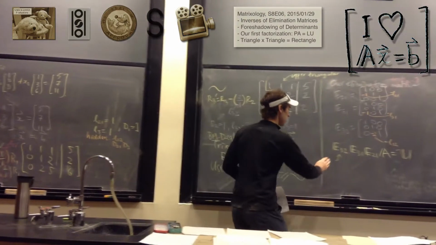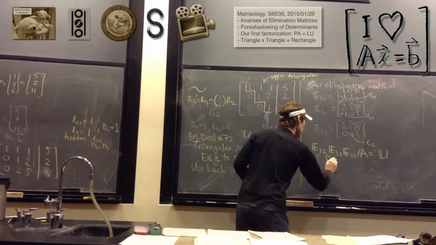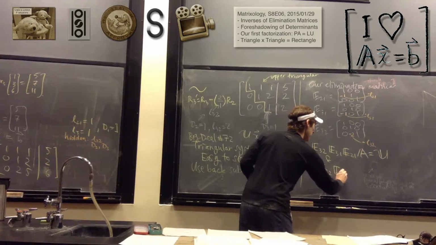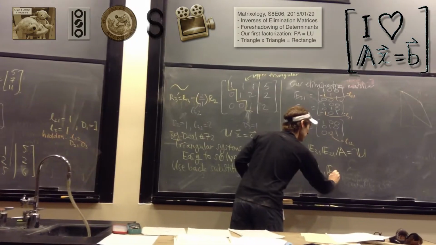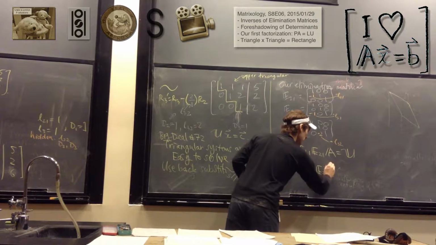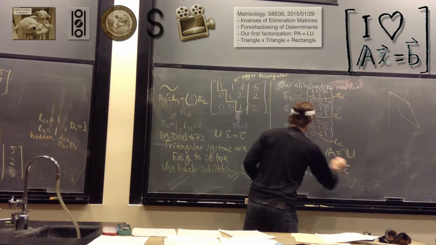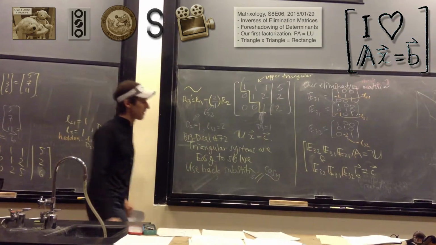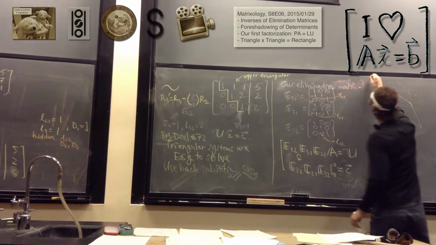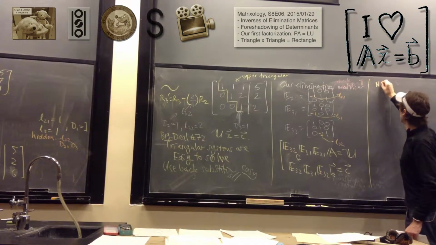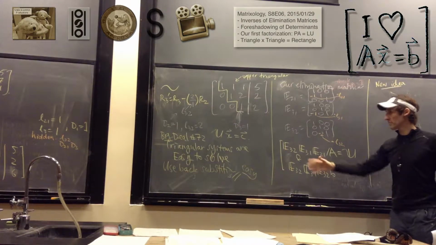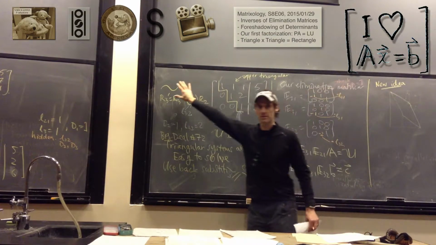So the new idea: we did this before, and we actually applied this to the other side, E31, E32. We did this to B to get C, right? That's our row ups expressed as matrix operations. Okay, so the new idea is this. Row ups are very nice things.